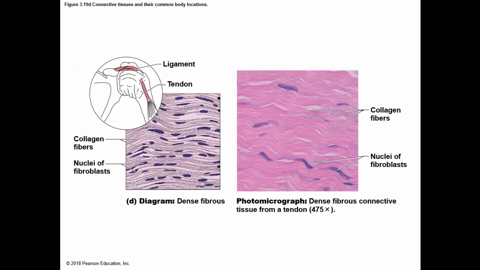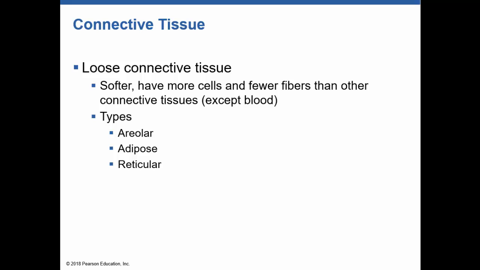Okay, here we go. Ligaments, tendons, you can see them on the cellular level, and you can see how they're very long and fibrous. Loose connective tissue, these are softer, you have more cells, you have fewer fibers than any other connective tissue except blood. So we have areolar, adipose, and reticular.